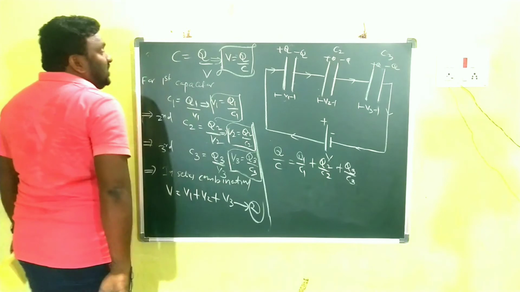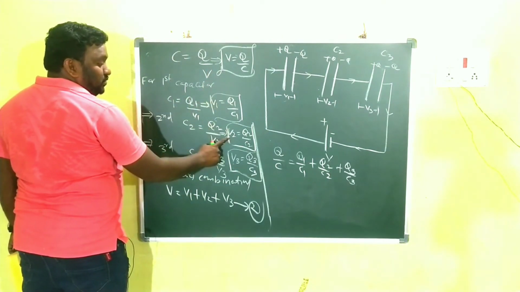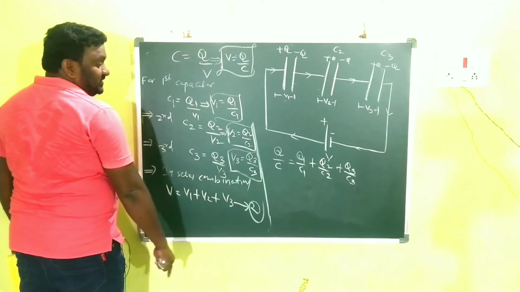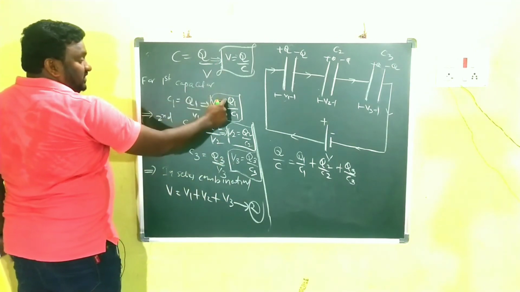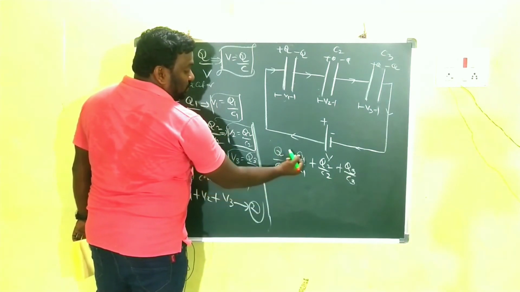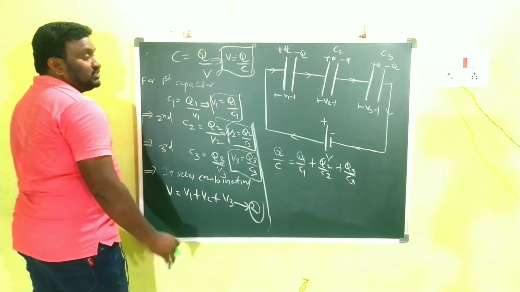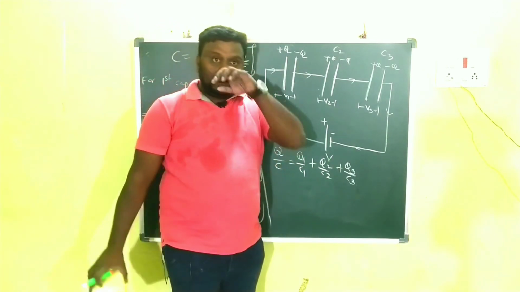Simply, we already have the values of V, V1, V2, V3. So we are substituting all these values in equation number 2. Then what do you get? Q by C is equal to Q1 by C1 plus Q2 by C2 plus Q3 by C3. So what I told you, clear?